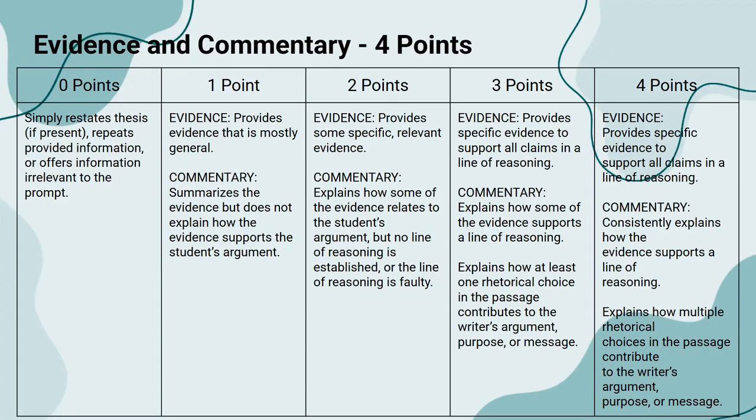So for a 3, it provides specific evidence to support all claims in all lines of reasoning. So very strong evidence. Commentary explains how some of the evidence supports a line of reasoning. So this means very simply that you have a good chunk of good evidence. However, you only are relating some of it back to the line of reasoning, which I don't see why you would do. But it might happen. You might forget something. And then you have to explain how at least one rhetorical choice in the passage contributes to the writer's argument, purpose, or message.